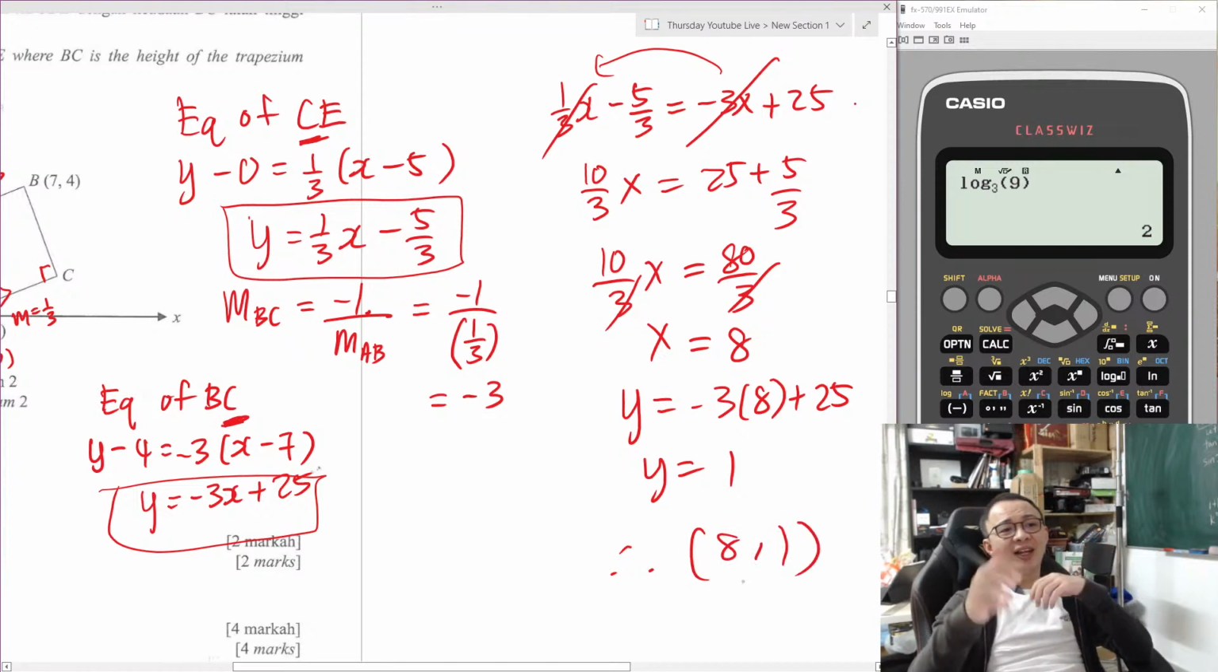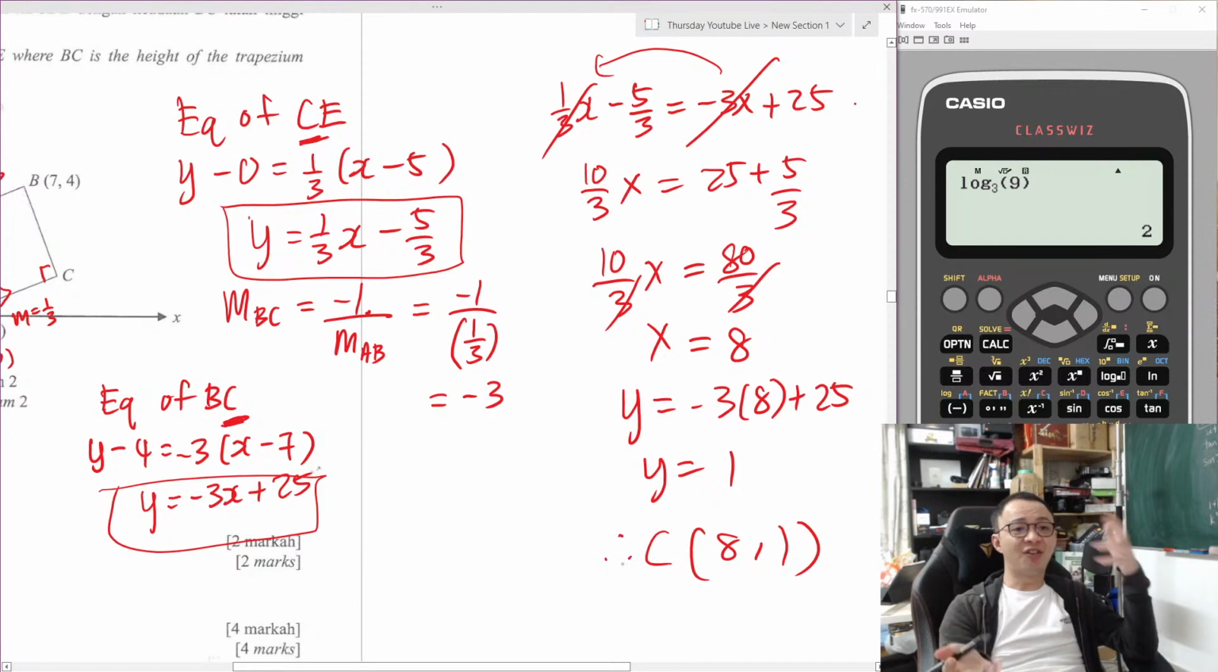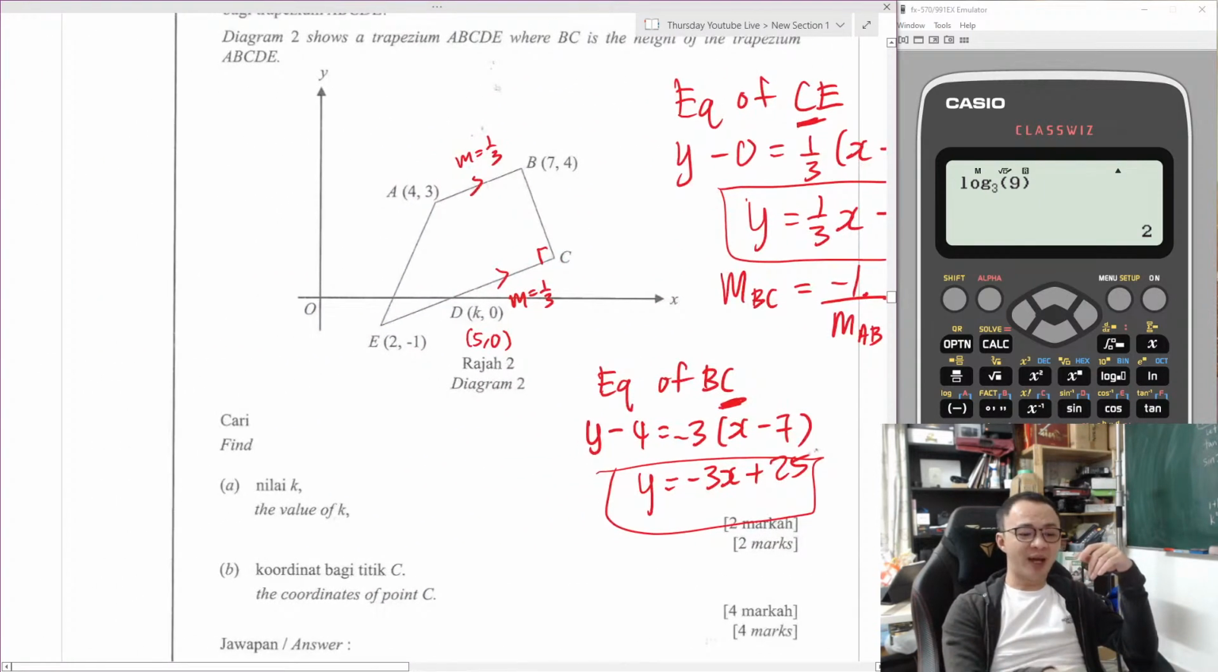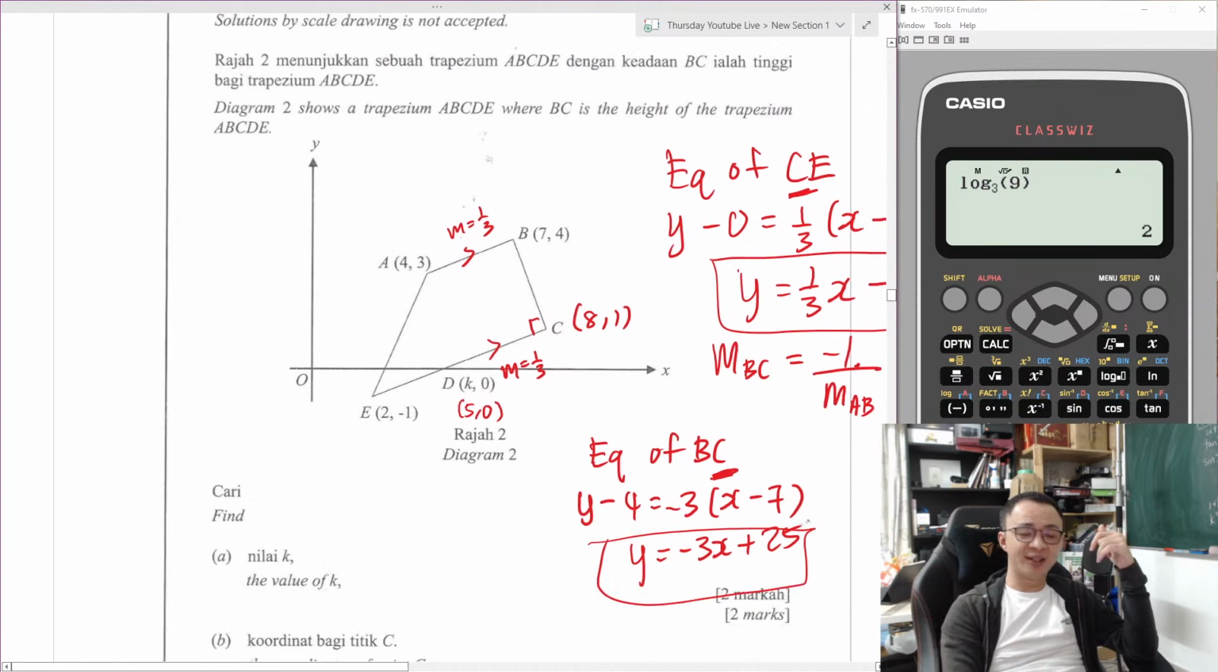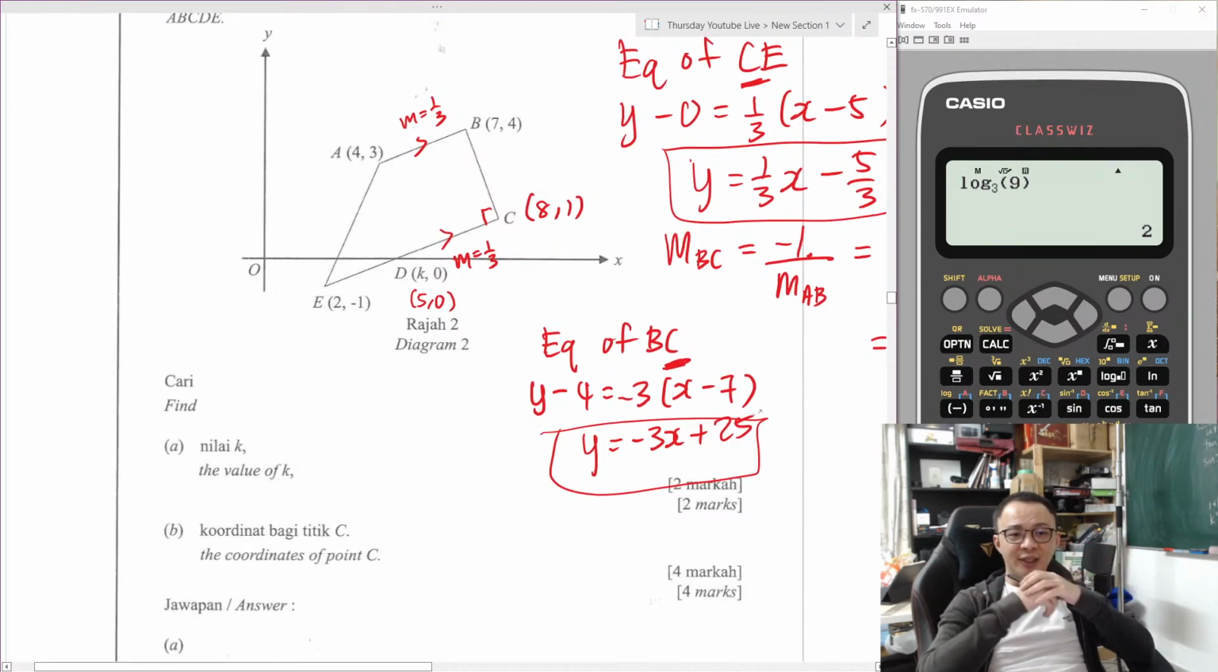Then normally after I got the coordinate C, I want to see if it makes sense or not in the diagram. So I will just flip back to see, does this diagram make sense? To tell you, this is 8, 1. Yeah, it kind of makes sense. Then I pretty much confirm my answer is correct here. Can't use the divisor of the line segment also, since no ratio. Yes, the student is right.